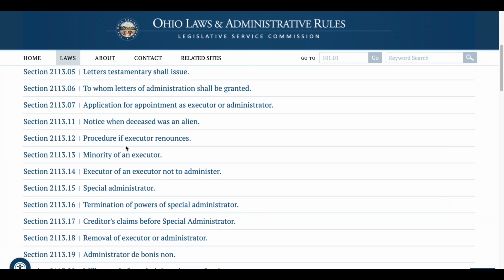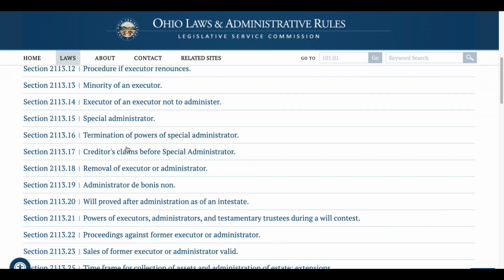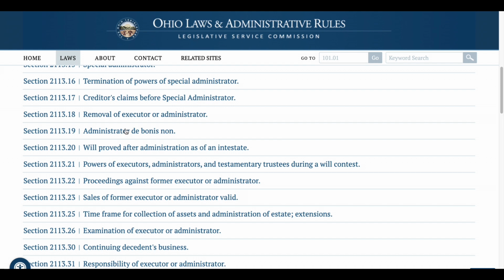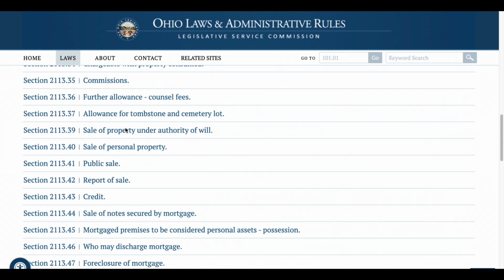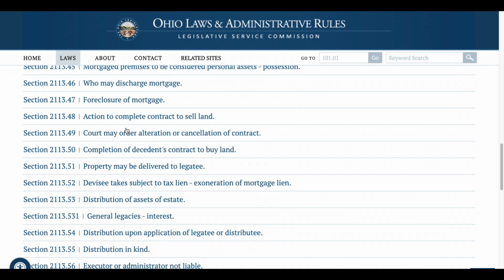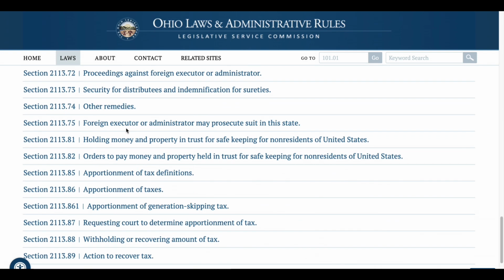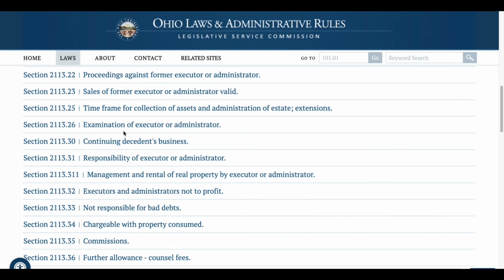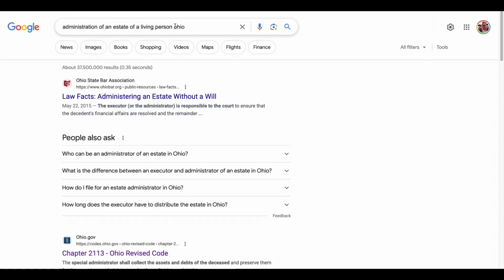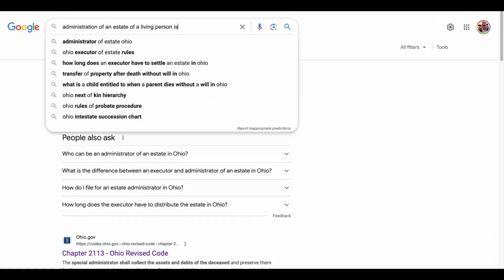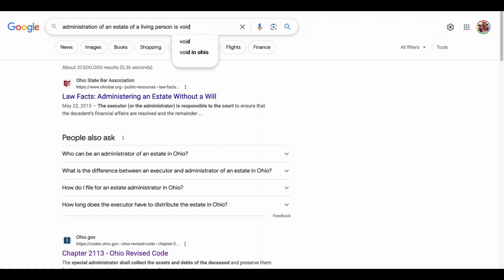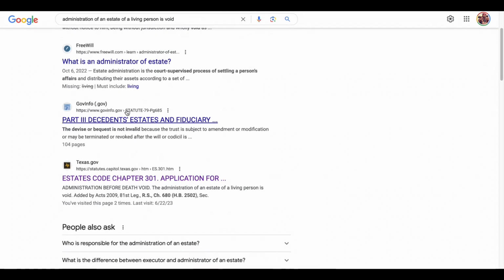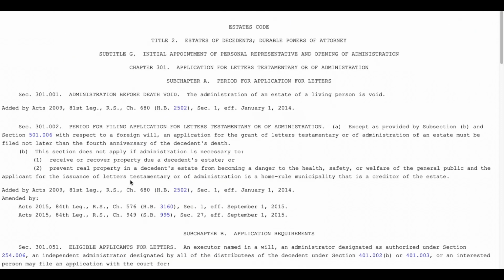Let me see. Administrator, removal of executive administrator. I might have to end it right here, y'all. I had to look for it even then. I forgot when I found it. Anyway, I'll probably just end it right here. It says living person is void. That's what I found in the last video. I showed it to y'all. I can't remember what state it was. Here it was. It was Texas. There where it was.